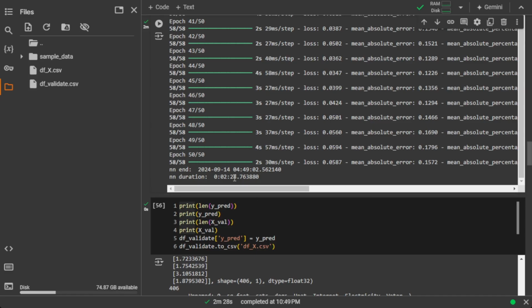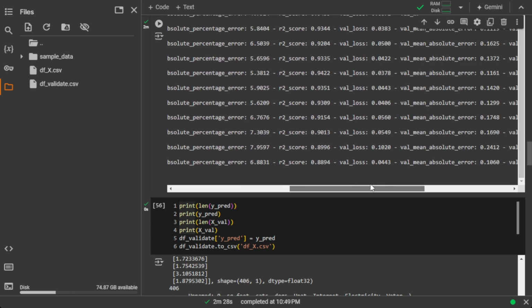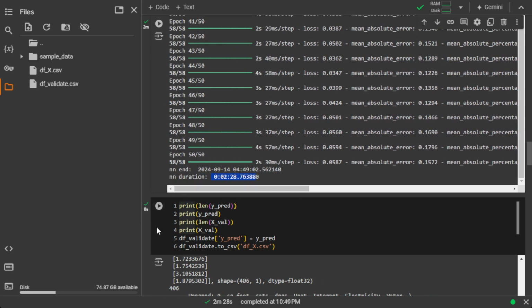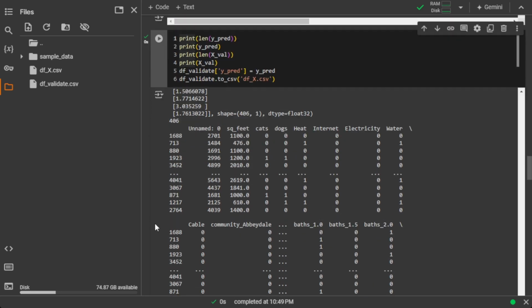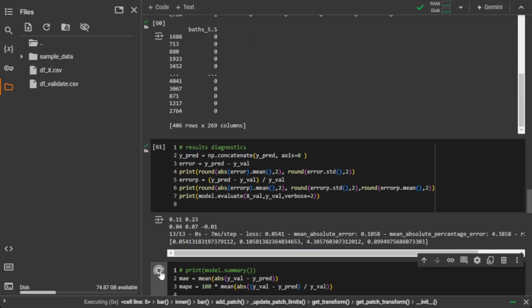Okay, so this is done. It took 2 minutes and a half. I don't think we really gained anything, but let's see what the graphs look like so that you all can have a frame of reference.